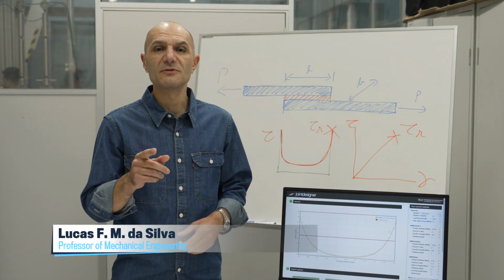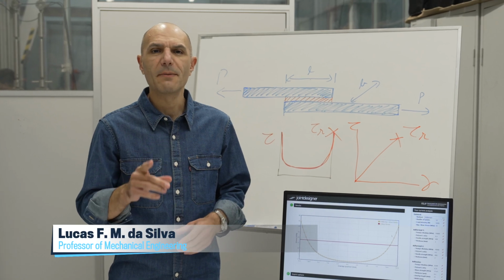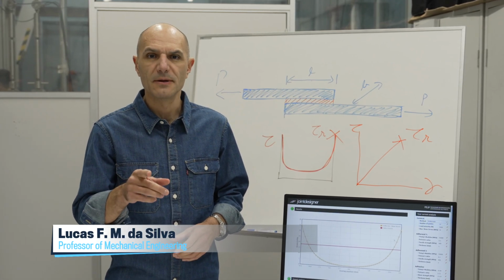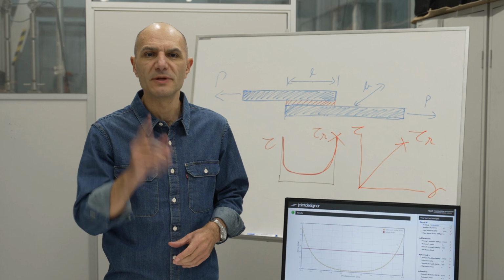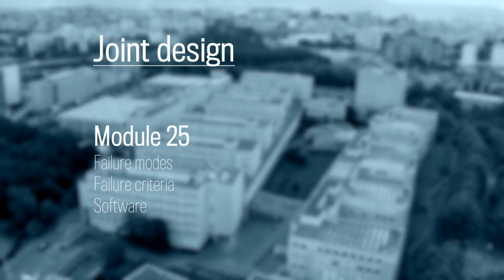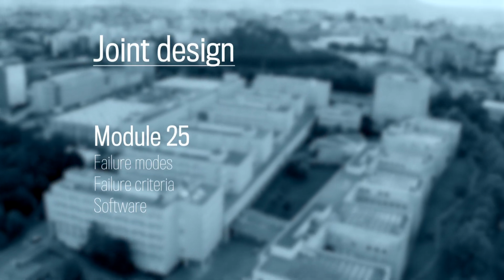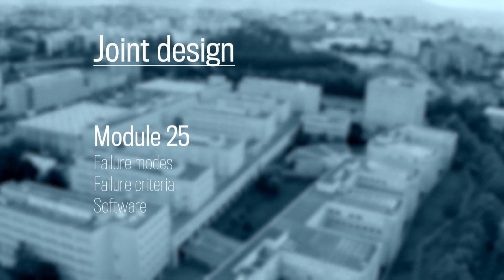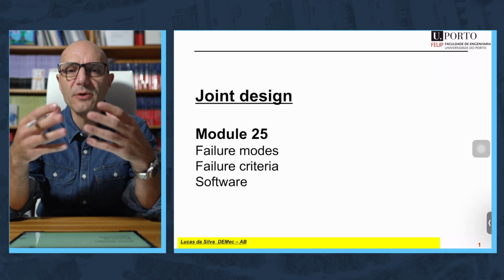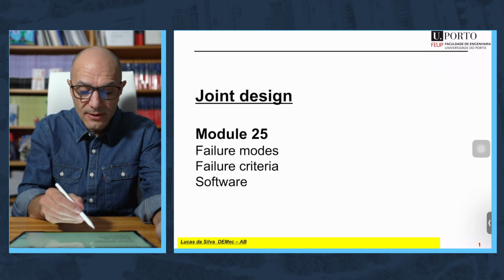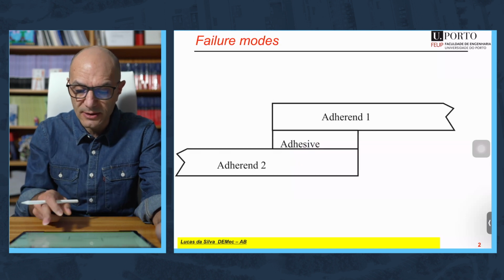Once we know the level of stress in the structure, we can apply a suitable failure criterion. That's the topic of Module 25. So we have just seen that there are several analytical models that can determine the stress in the adhesive. Now we can apply a suitable failure criterion. But first of all, let's understand the failure modes, and then we can see the failure criteria.